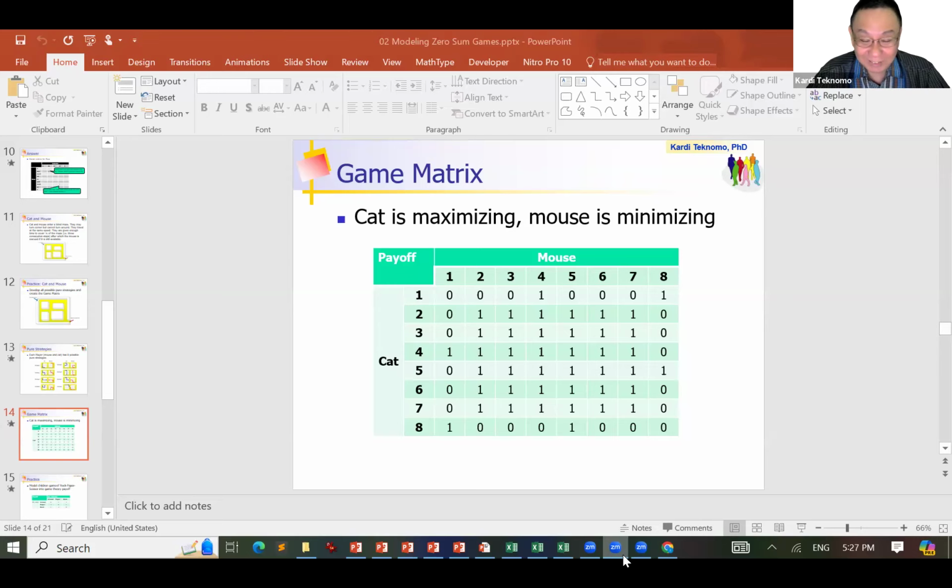Because this is the payoff for the cat, remember? The payoff matrix is for the row. So if it is 1 in here, that means the mouse is -1. The mouse died. Is it clear? There is no winning for the mouse, so that's why there is no -1. I hope this is clear enough.